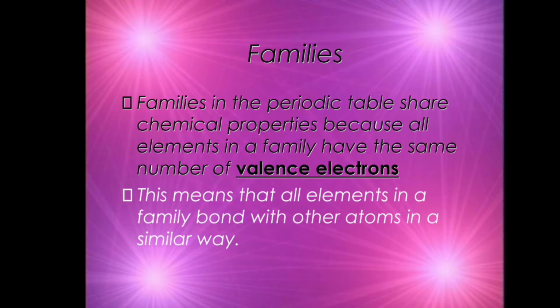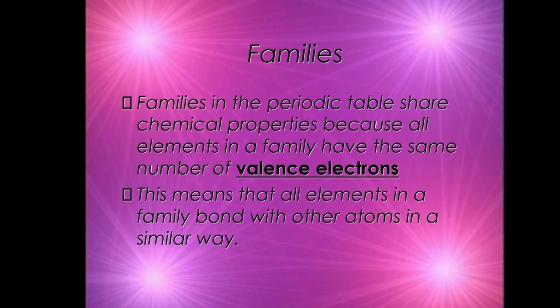Families in the periodic table share chemical properties because all elements in a family have the same number of valence electrons. This means that all elements in a family bond with other atoms in a similar way.